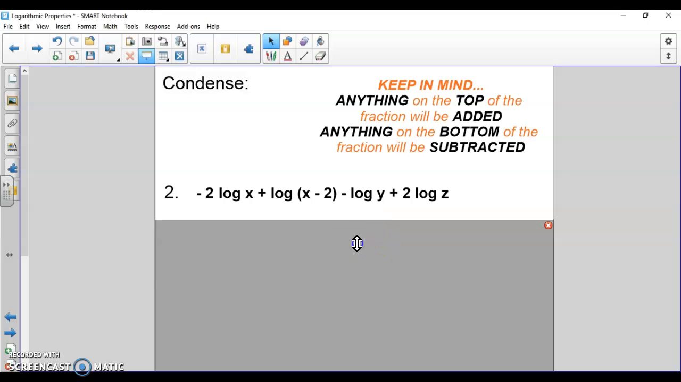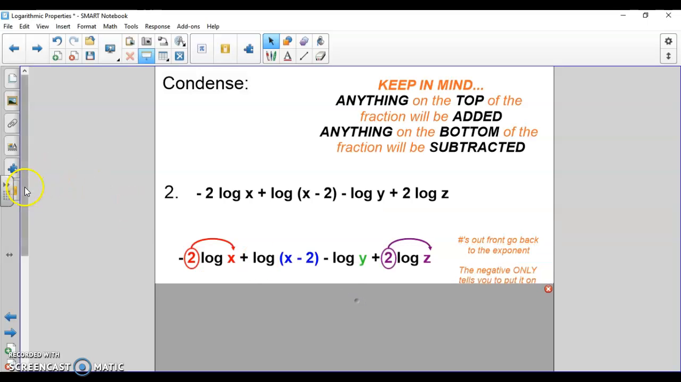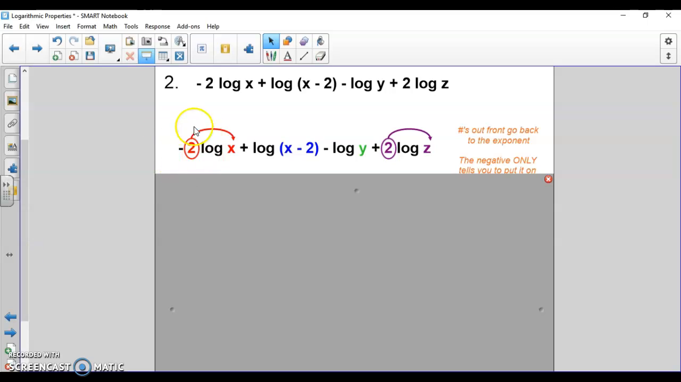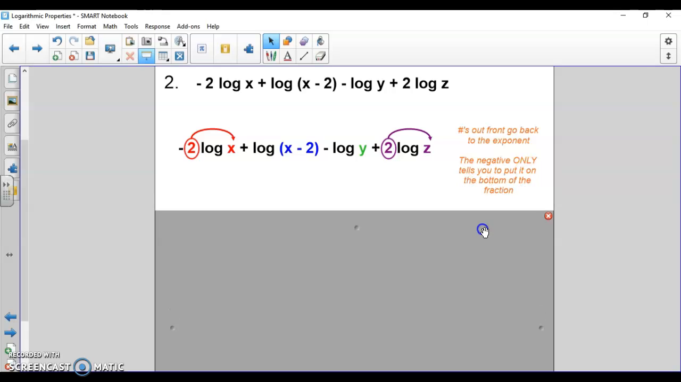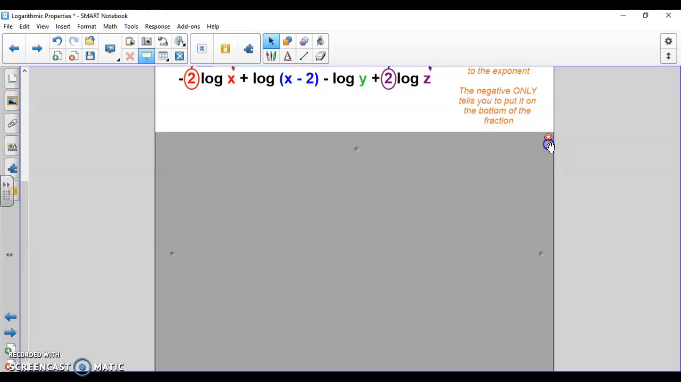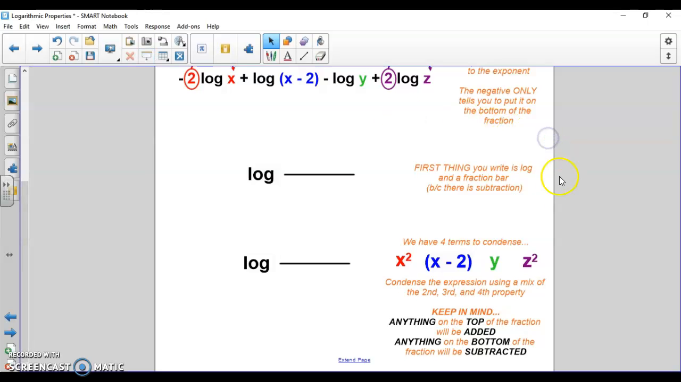Same deal. Remember, exponents go back. Then notice here, the negative's not going with the exponent. Alright, the negative just tells you it just goes on the bottom. And I made note of that there. It just goes on the bottom, that's all it is. So, we have 4 terms. First thing you write is log and a fraction bar because I do have subtraction.